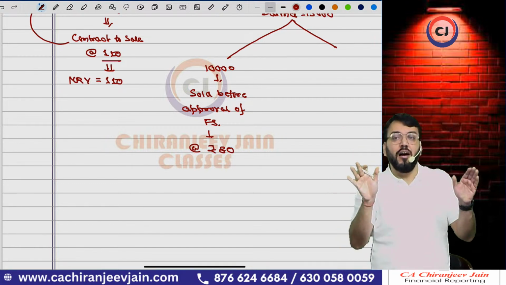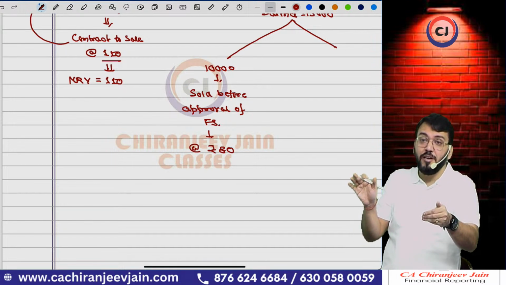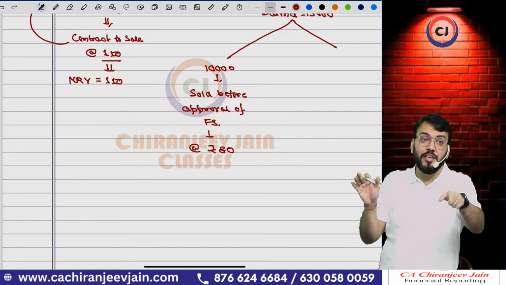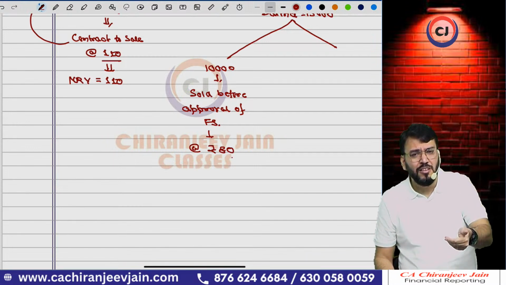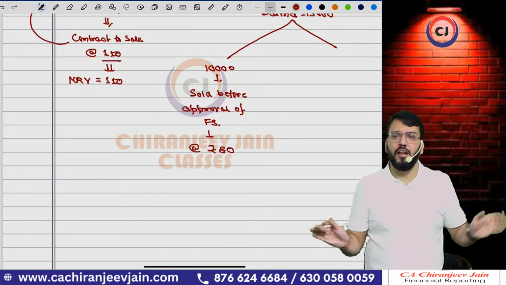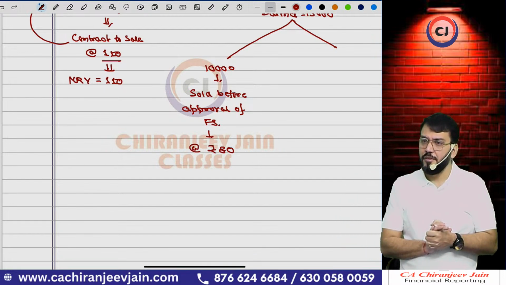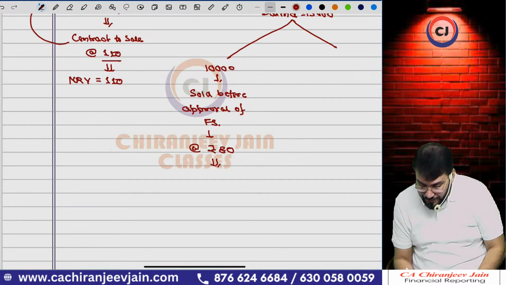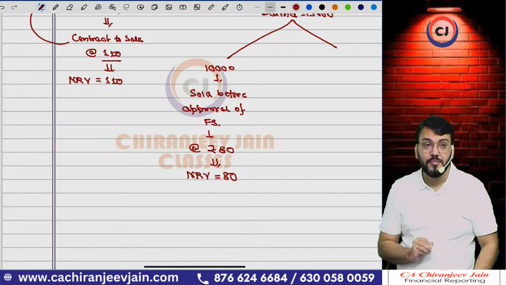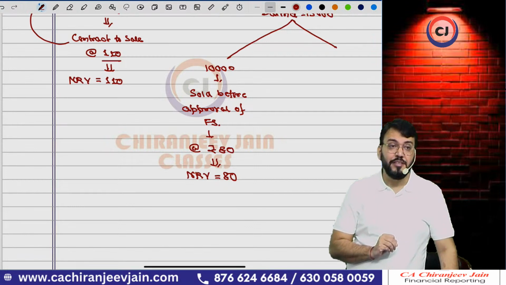Nothing has happened. Suppose fire happened after 31st March, then it becomes a non-adjusting event. Already I have taken that example. So right now don't ask me why it became 80. Suppose it was sold due to some market fluctuation, etc. Correct. So for this, NRV becomes 80.